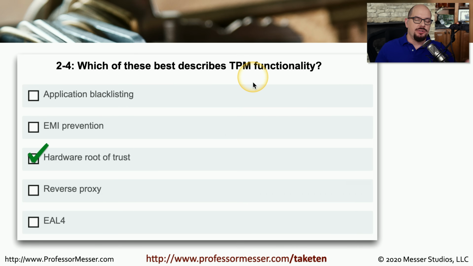In this case, the only answer that really made any sense for TPMs is hardware root of trust. Application blacklisting is something that allows us to access or not access certain applications. That's not associated with TPM functionality. Electromagnetic interference prevention is obviously important with computers, but that is not the responsibility of a TPM. Reverse proxy is a way to allow or disallow access to websites or services, but it is not something that TPM is responsible for. And EAL4, or Evaluation Assurance Level 4, is a way to qualify how secure a particular system might be, and that is not the responsibility either of a TPM.